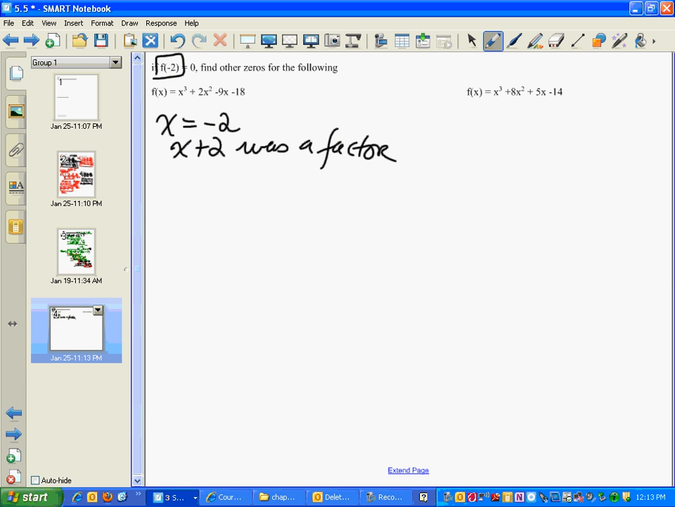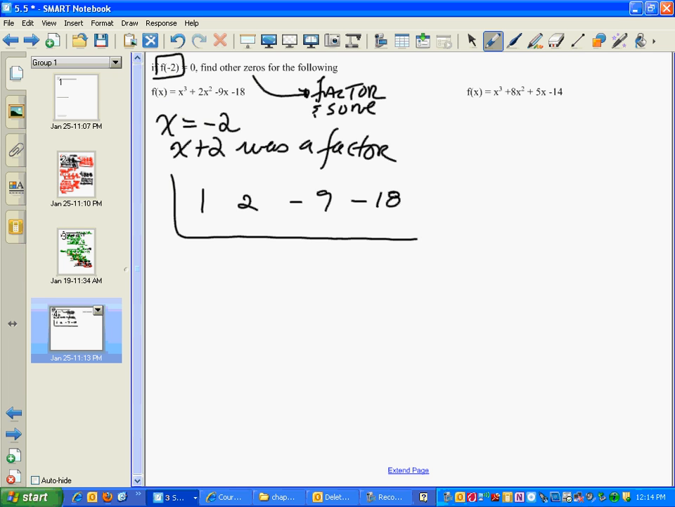Find other zeros means factor, and set those factors equal to 0. So find the other zeros means factor and solve. So 1, 2, negative 9, negative 18. Is this the same problem that y'all have? What number am I going to use? I have to use negative 2. That's what I gave you. I told you negative 2 is going to work. 1, negative 2, 0, 0, negative 9, 18, 0.